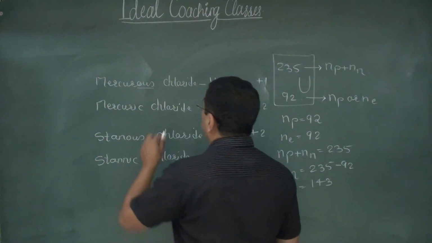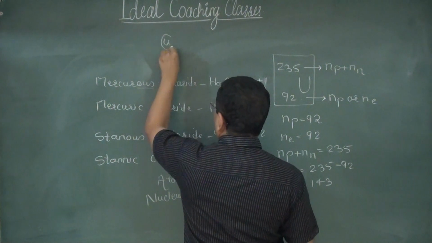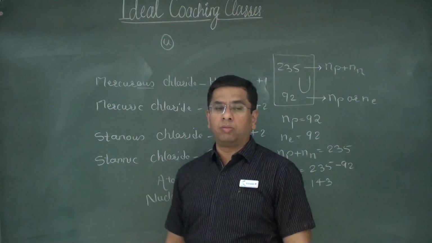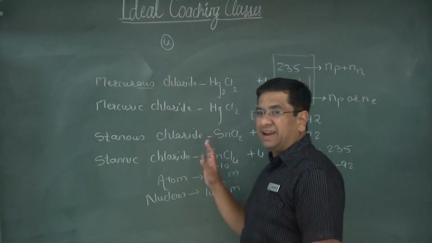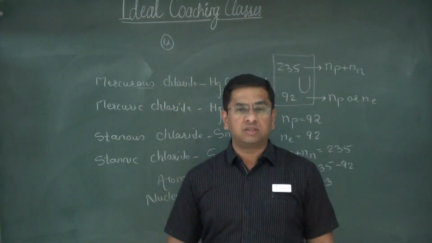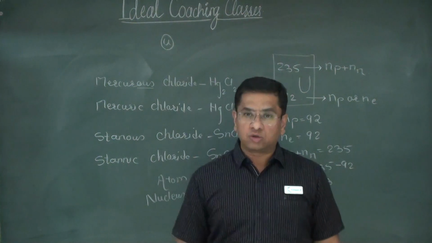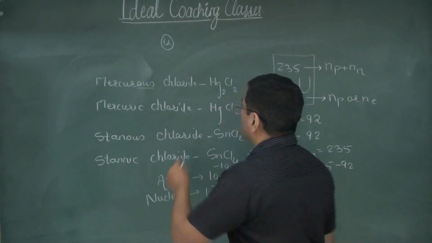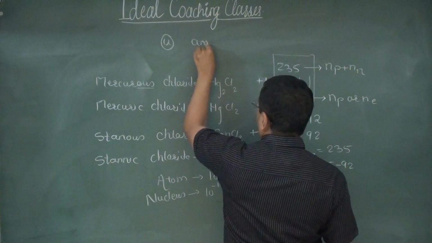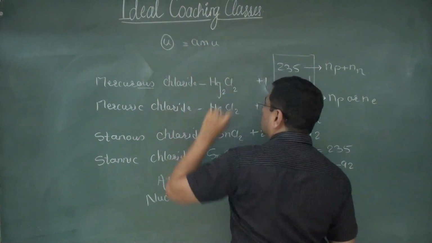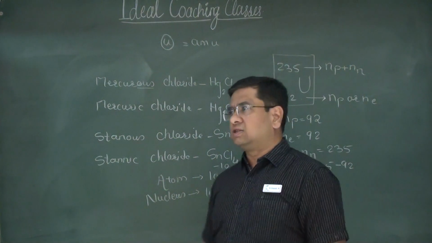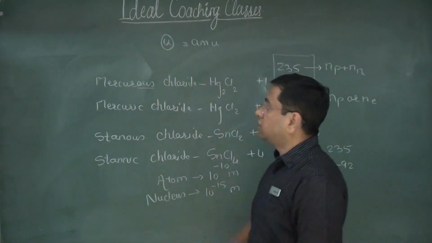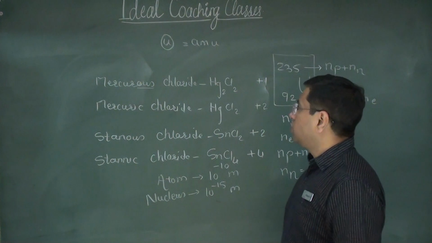What do you mean by unified unit? What do you mean by unified unit U? This is the latest term which is used nowadays. Initially the term which was associated with this was AMU, so sometimes this is also used. It is called atomic mass unit. Nowadays this is replaced by U, unified unit. So what is unified unit?